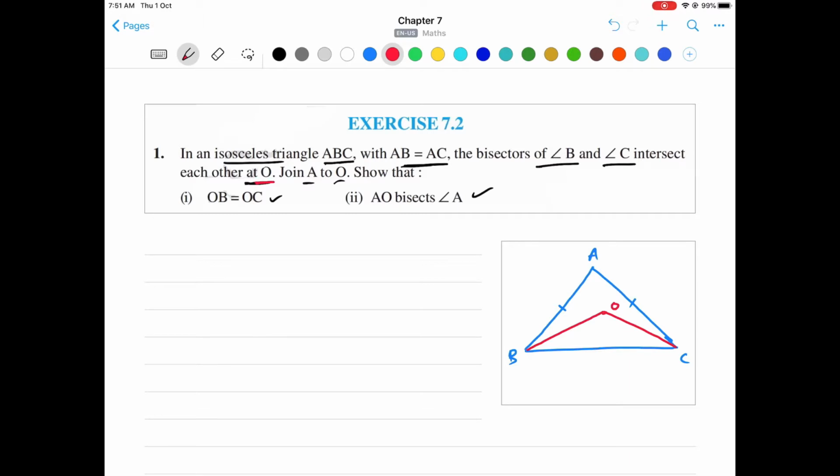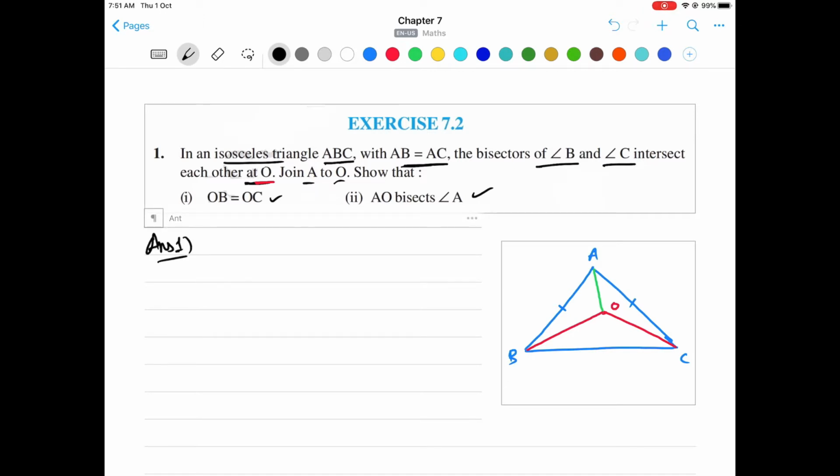Now further it's saying join AO. So we have to join this side AO. My figure is not that accurate because I'm not using a scale, but you have to use a pencil and scale for drawing this figure. Now let's start its proof. Let's write answer number 1.